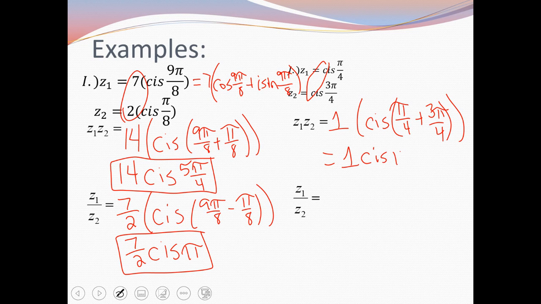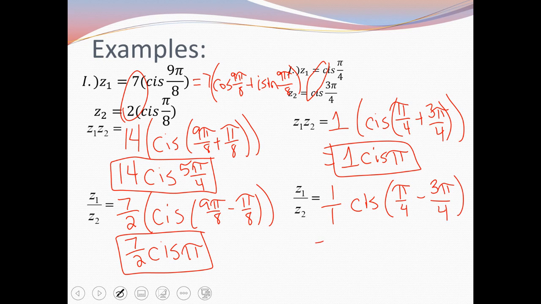pi. Done. And the only thing you have to watch out for is what happens on this next one, 1 divided by 1. And when you subtract these angles, you get pi over 4 minus 3 pi over 4. That's negative 2 pi over 4. But negative 2 pi over 4, I could probably reduce to negative pi over 2.